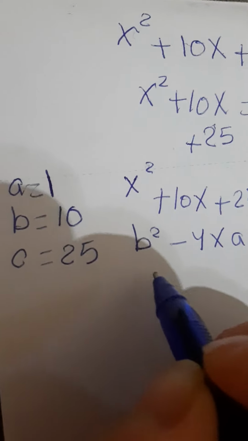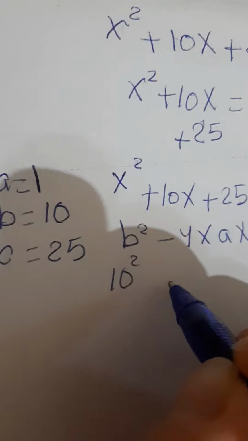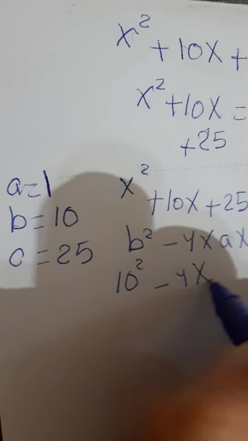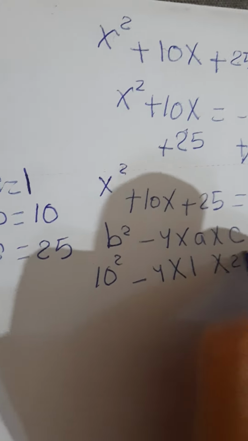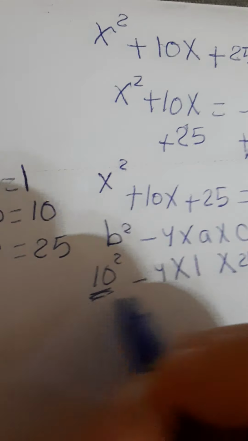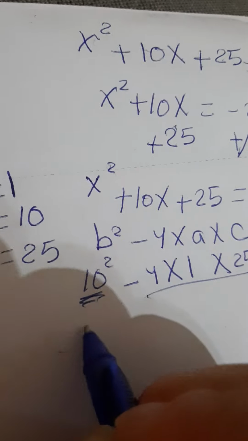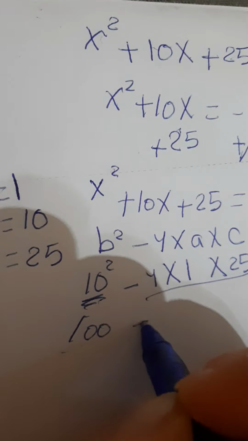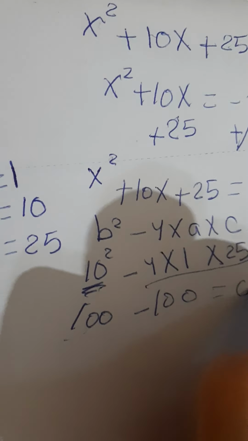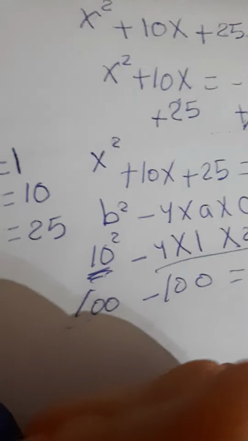Let's fill in. b squared, it's 10 squared, minus 4 times 1 times 25. Again, I have to finish these parts before subtraction. 100 minus 100, which is 0. 0 means one real solution.